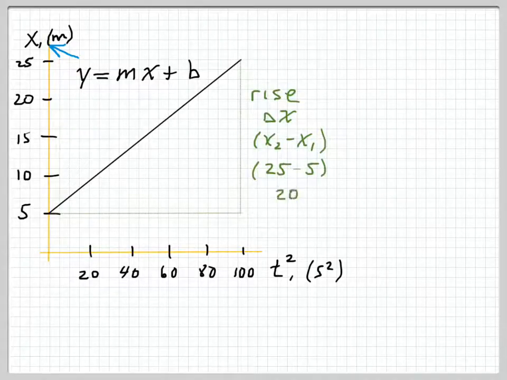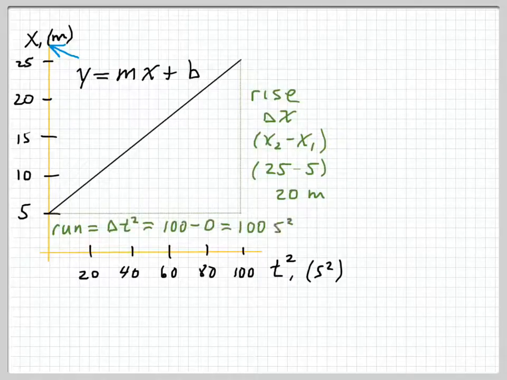Rise is the change in the dependent variable, or the variable on the vertical axis. Run is the change in the independent variable, or the variable on the horizontal axis. In our case, the rise is 25 minus 5, which gives 20 meters. Always include the units when you do rise over run. The run is the change in time squared, which is 100 minus 0, which results in 100 seconds squared.